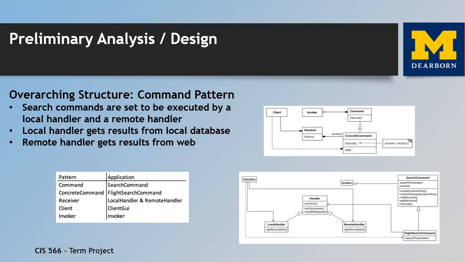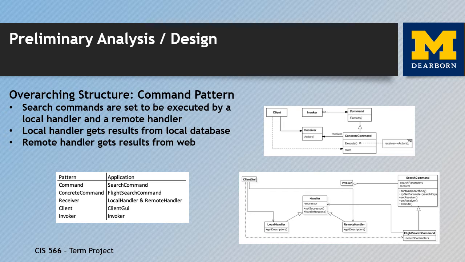Off to the right, up top, we see the generic pattern, and then below that we see my modified pattern for this program. And so we see that the command class maps to the search command, the concrete command maps to the flight search command. Instead of a receiver, we have a local handler and a remote handler that both inherit from a more generic handler class. For a client, I have the GUI that I've created and an invoker, which I didn't rename.